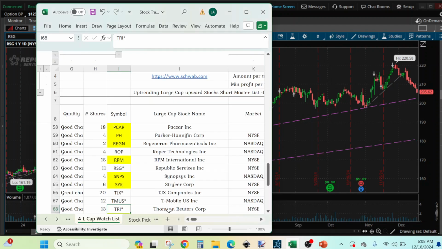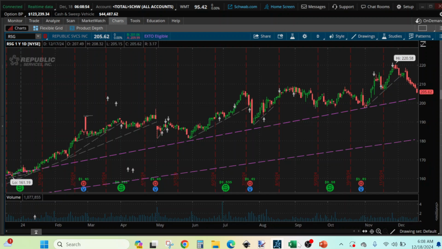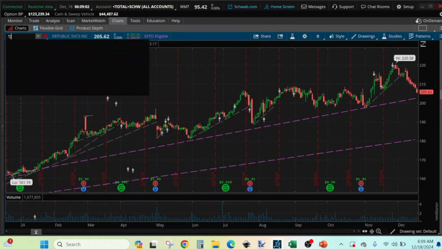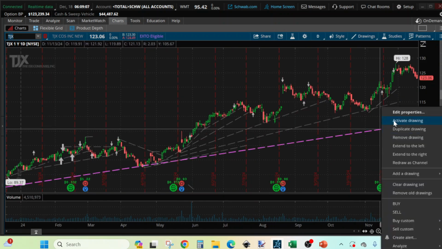and I wish I can put that message somewhere. Can just put clean trend line. You see, you can just take your own notes. Whatever that means, it just means it to you. TJX. Just how the line looks to you after analyzing multiple ones.